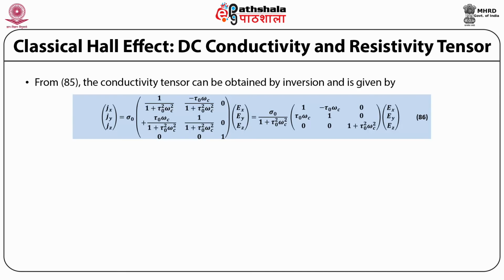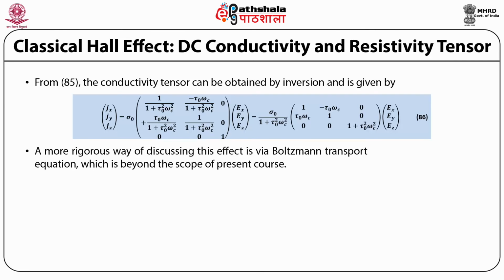the 3 cross 1 matrix (EX, EY, EZ), which is equal to sigma 0 upon 1 plus tau naught square omega c square multiplied by the matrix with rows (1, minus tau naught omega c, 0), (tau naught omega c, 1, 0), (0, 0, 1 plus tau naught square omega c square), multiplied by the 3 cross 1 column matrix EX, EY, EZ.